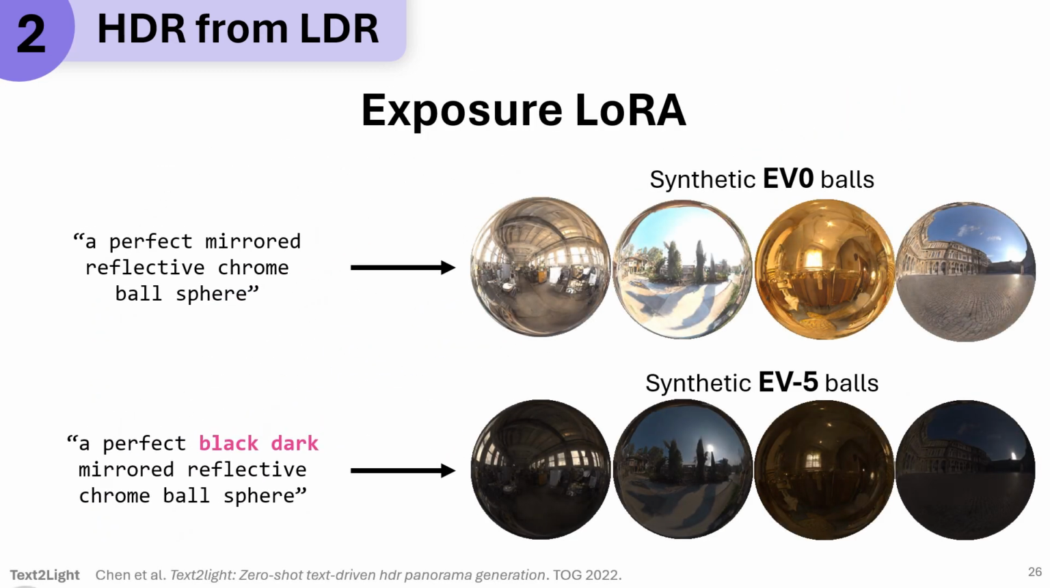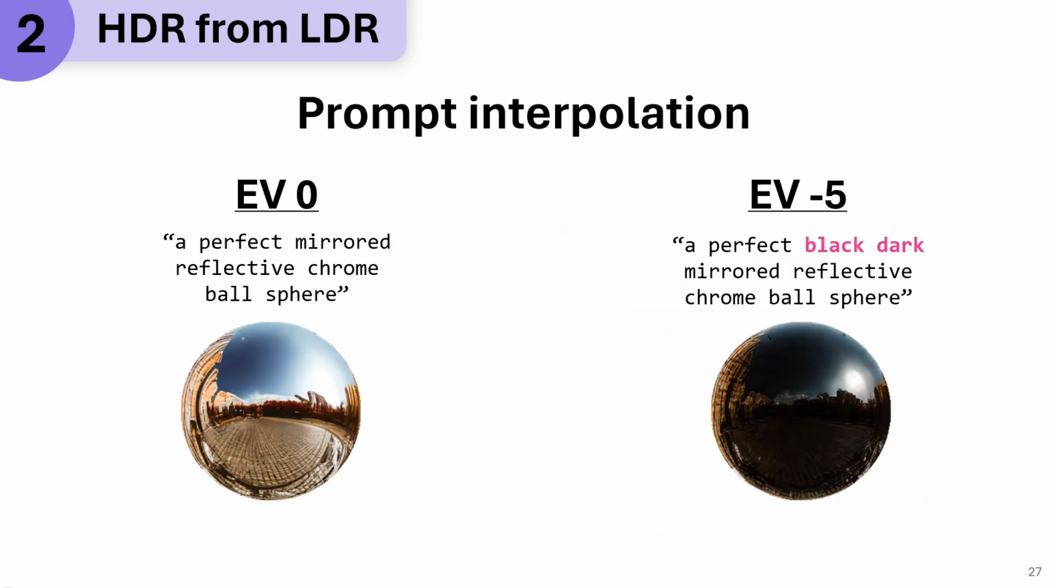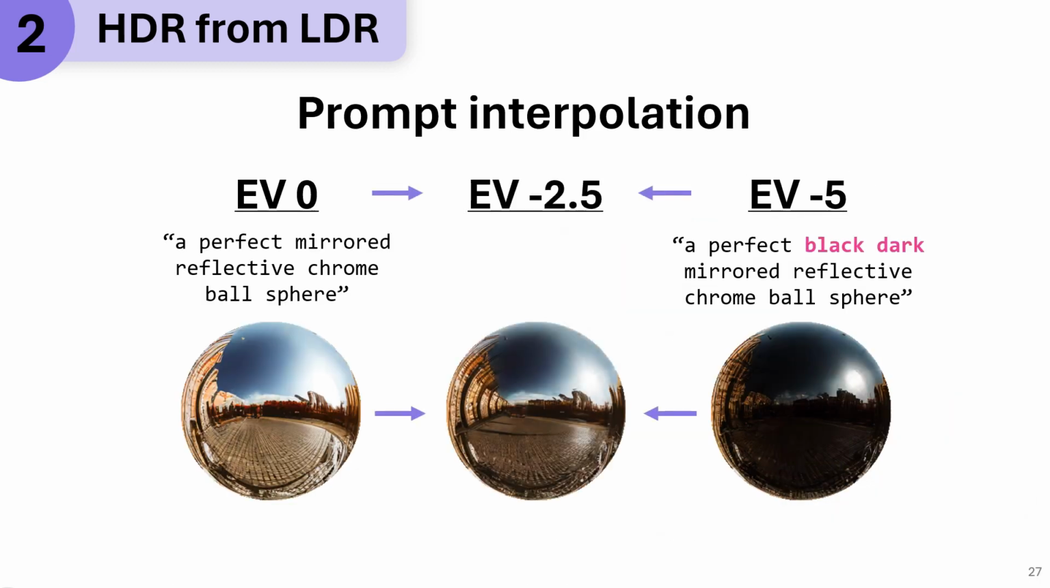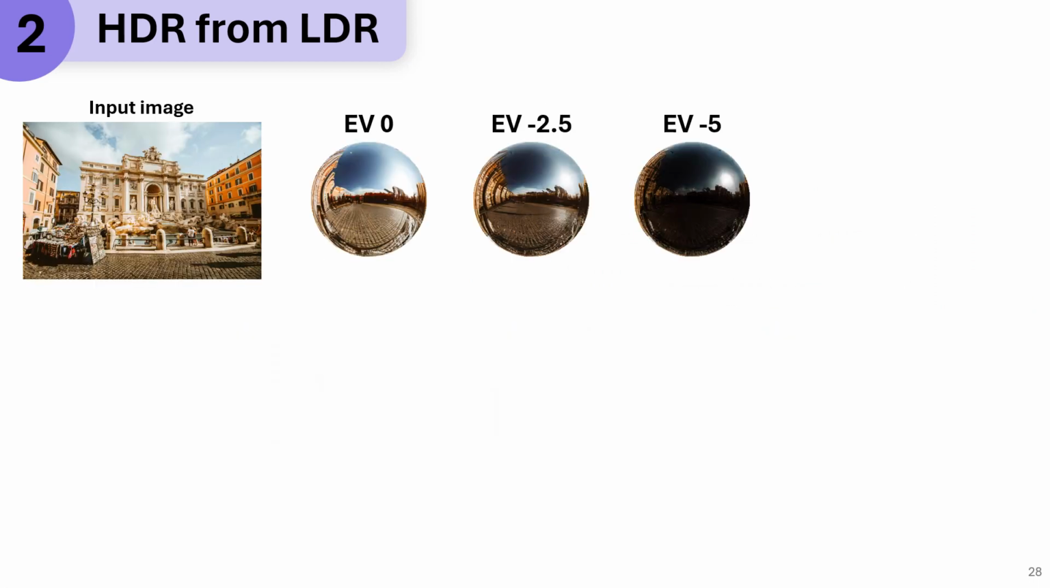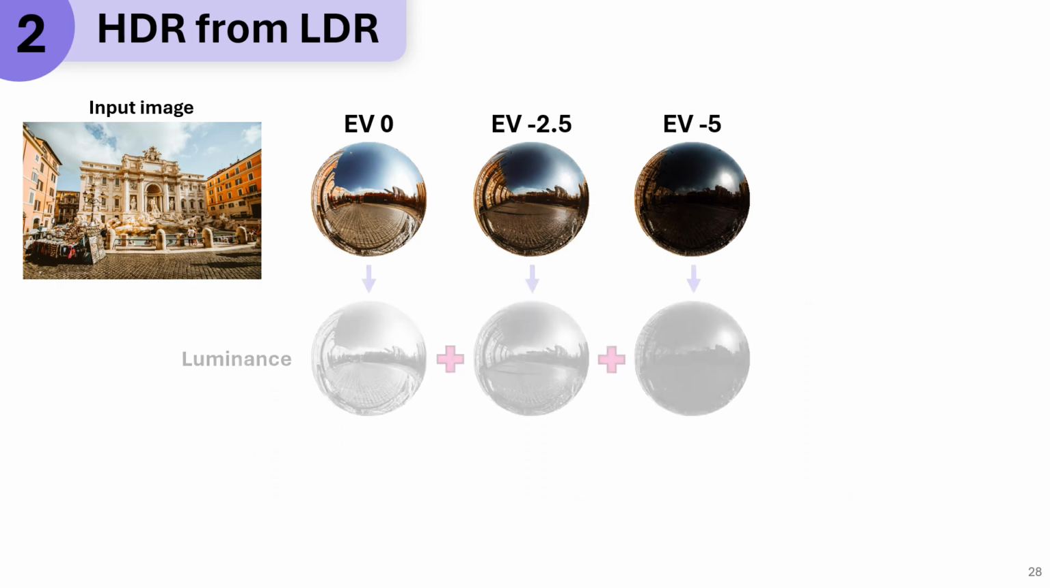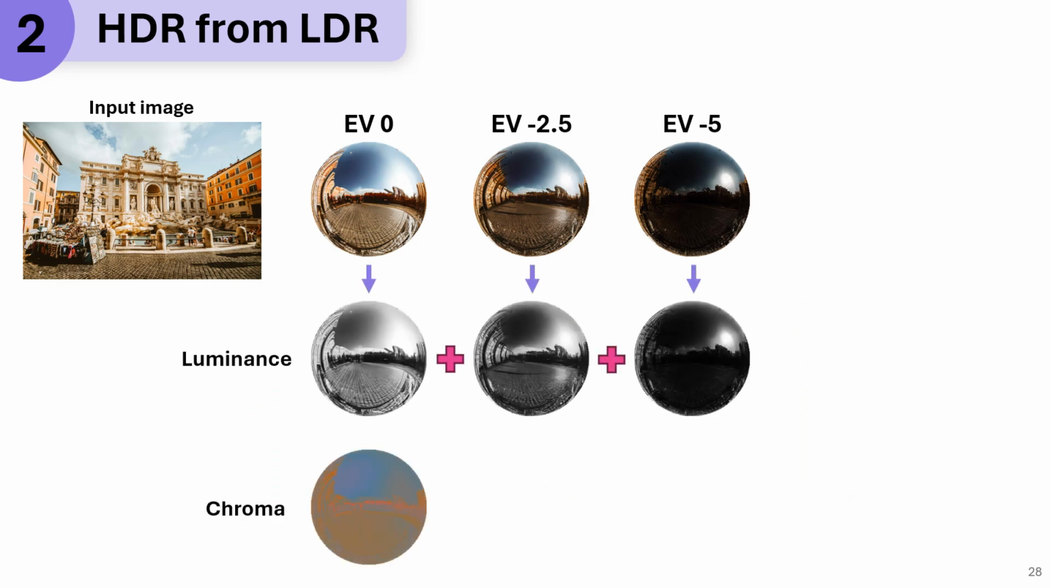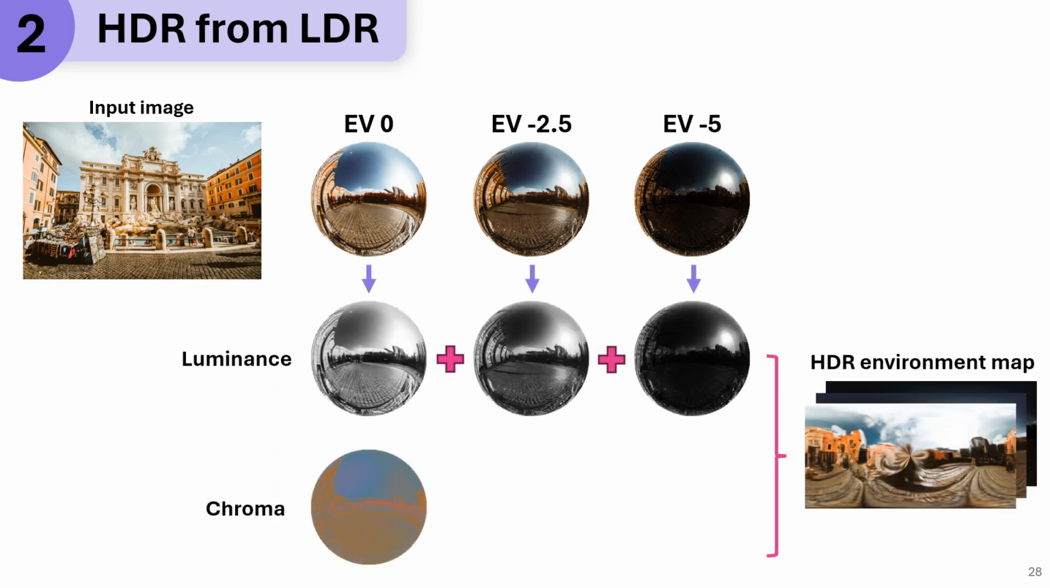Our idea is to fine-tune Stable Diffusion using LoRA to map these two prompts to specific EVs, chosen to be 0 and -5. These training balls, about 1,000 in total, are synthetically generated using Text2Light. Our training strategy also allows us to interpolate the embeddings of these two prompts and generate balls with any exposure value in between. Using this LoRA, we generate balls with various EVs, then merge in the luminance space, while taking the chroma from the EV0 ball to minimize ghosting artifacts.